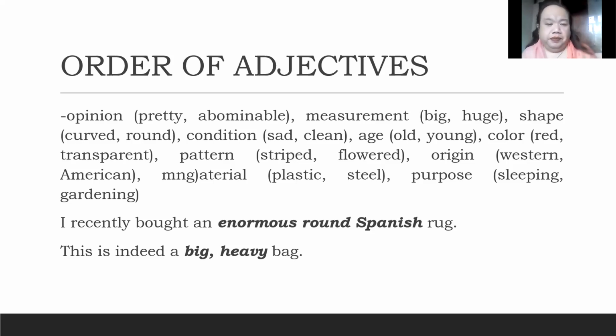Another example, this is indeed a big, heavy bag. Big is a measurement, and heavy is actually a condition. So if you notice, the rule states that measurement should come before your condition. You have to use this rule, especially when you're confronted with sentences that have several adjectives all happening at the same time.